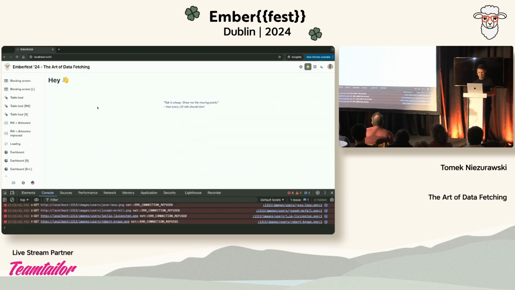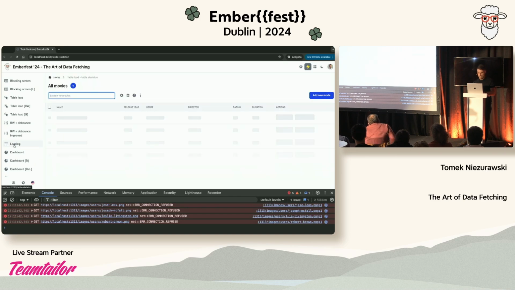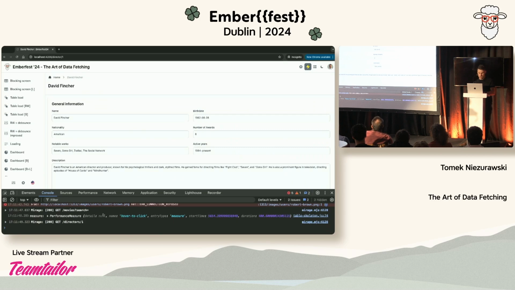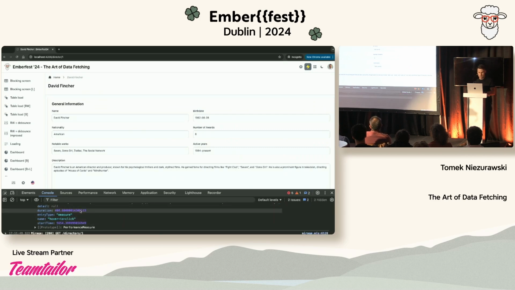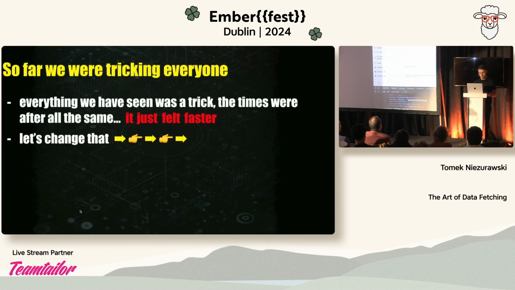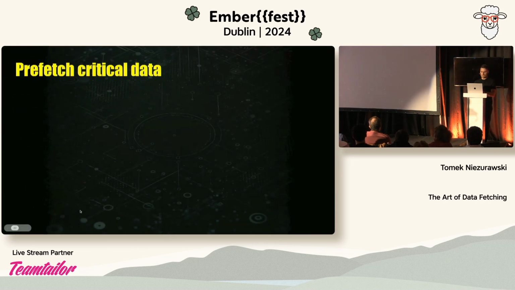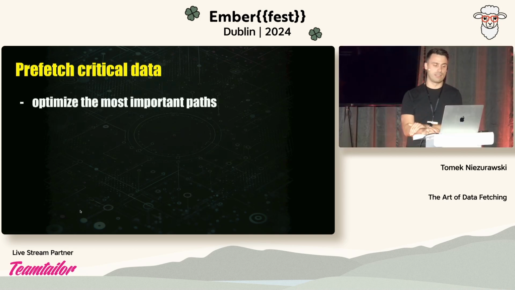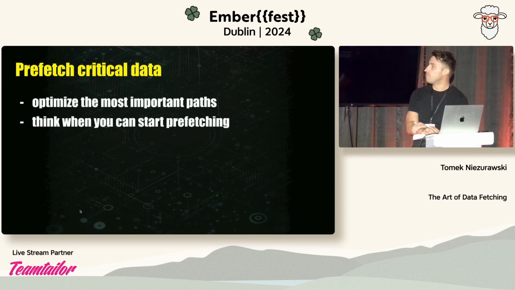If I'm slow this time, I'll try to make it fast. Yeah, now it took a little bit longer. It took me 400 milliseconds, which is still quite surprising. Was I slow? No, I guess not. So I would say we should think about prefetching critical data, optimizing the most important paths, and thinking about when to start prefetching.